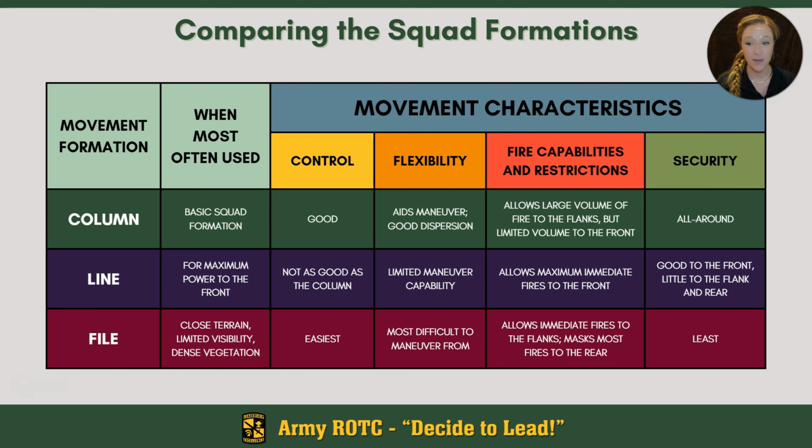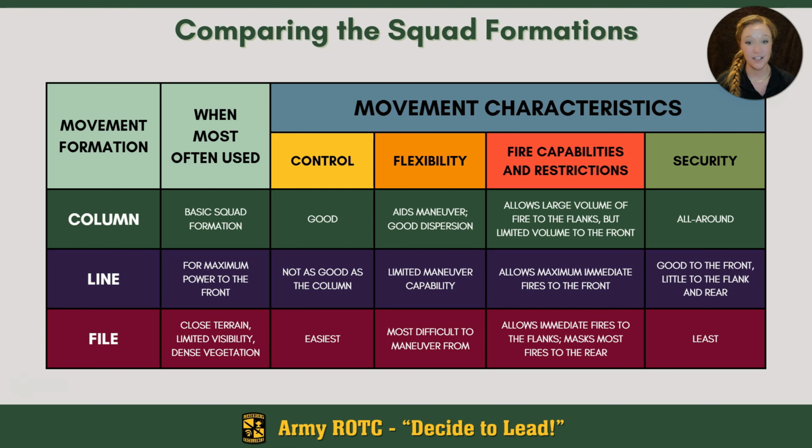Now, when we're talking about the column, we've got good control, great flexibility because we can maneuver easily, we have good dispersion, we can move in either traveling or traveling overwatch, and really bounding overwatch. Our fire capabilities, we've got large volumes of fire to the flanks, but not as much to the front or rear because we only have one person in the front and one team in the back. But our security is 360 very easily because everybody has their sector of fire moving around this formation.